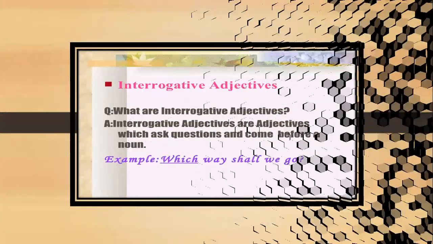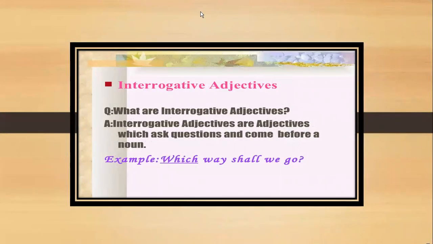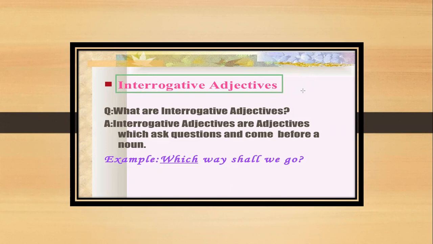Now we have interrogative adjectives. We did interrogative pronouns as well, if you remember. So what are interrogative adjectives? Interrogative adjectives are the adjectives which ask questions and come before a noun. There is another definition as well: interrogative adjectives are used to ask questions about the noun. For example, which way shall we go?